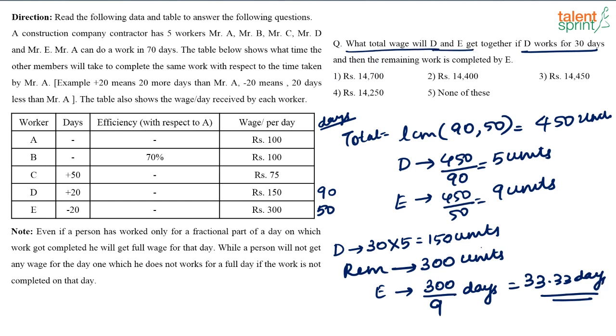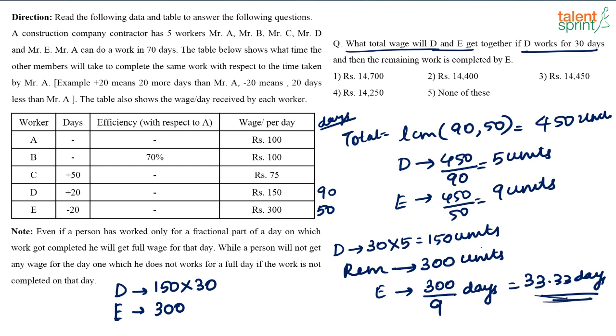So D is working for 30 days. Correct? Now what is the wage of D in one day? In one day D is getting 150 rupees. So the wage of D for 30 days is nothing but 150 into 30. Now when you look at E, what is the wage of E per day? E is getting 300 rupees per day. For how many days has E worked? E has worked for 33.33 days.